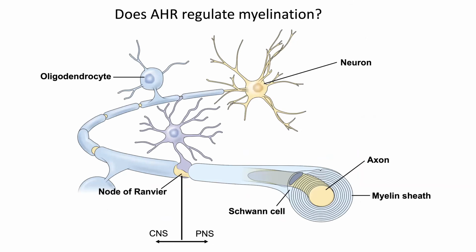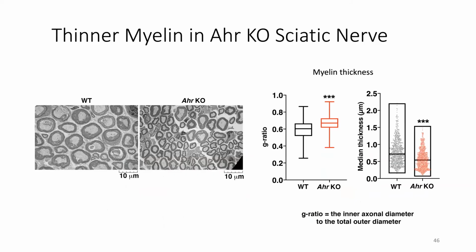So our next question was, does AHR regulate an important sphingolipid physiological process? And one that we're definitely familiar with was myelination, where there needs to be a high degree of sphingolipids produced for proper myelination. And so here's an analysis of relatively young mice, wild type in AHR, sciatic nerve.